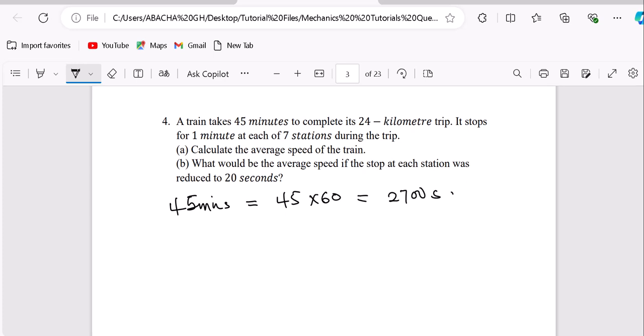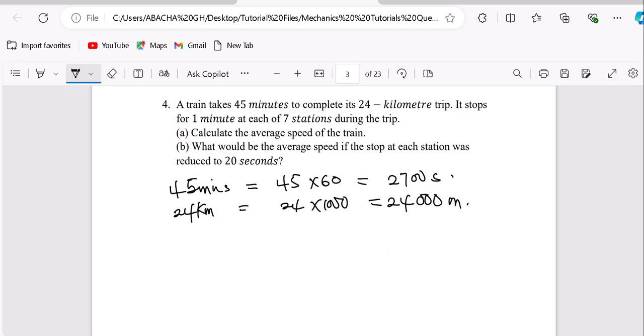Now we have a 24-kilometer trip. 24 kilometers is equal to 24 times 1,000, that's 24,000 meters. Now, it stops for 1 minute at each of 7 stations. So even though the train uses 45 minutes, at some of those minutes it was not actually moving, it was stopped at a point. In that case, we have to take out those minutes from the total time given in the question.